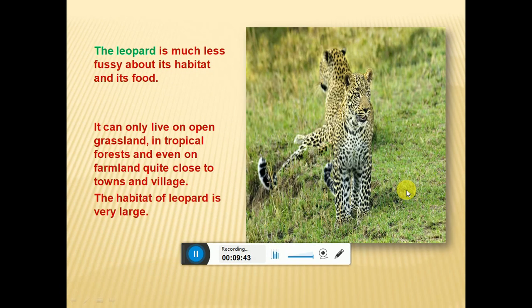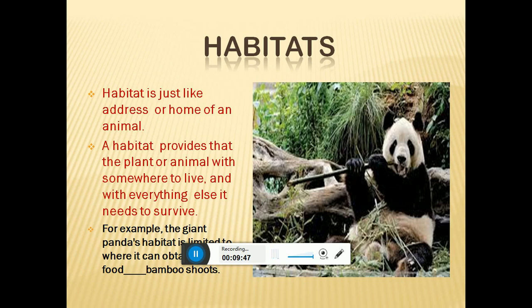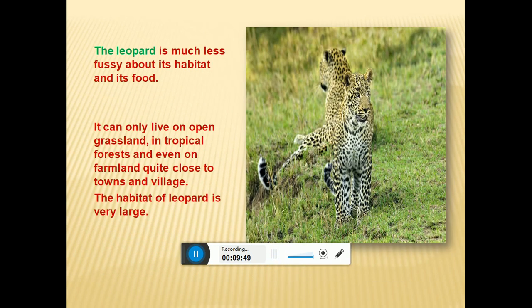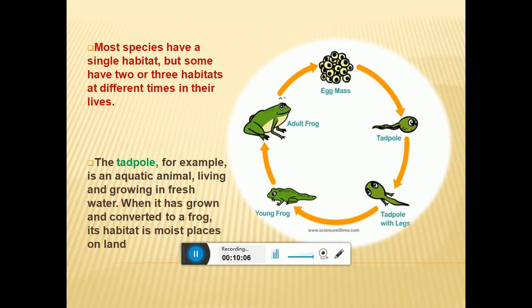The two examples that we have studied, the giant panda and the leopard, are examples of animals that have only one habitat throughout their lives. They do not have more than one habitat, but there are some species that have different habitats in the different phases of their lives.